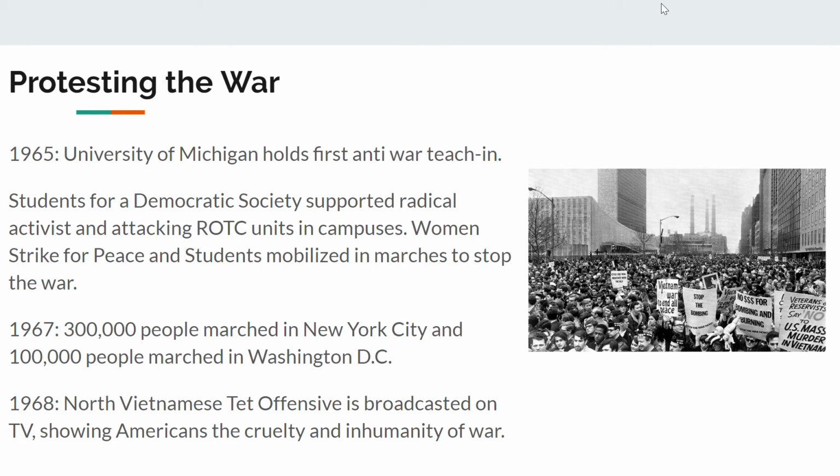Students for a Democratic Society, which was an organization, supported radical activism, and they attacked ROTC units on campuses. Another organization, Women's Strike for Peace, and other students mobilized in marches to stop the war. In 1967, 300,000 people marched in New York City, and 100,000 people marched in Washington, D.C. In 1968, the North Vietnamese Tet Offensive was broadcast on television, and it showed Americans the cruelty and inhumanity of war.